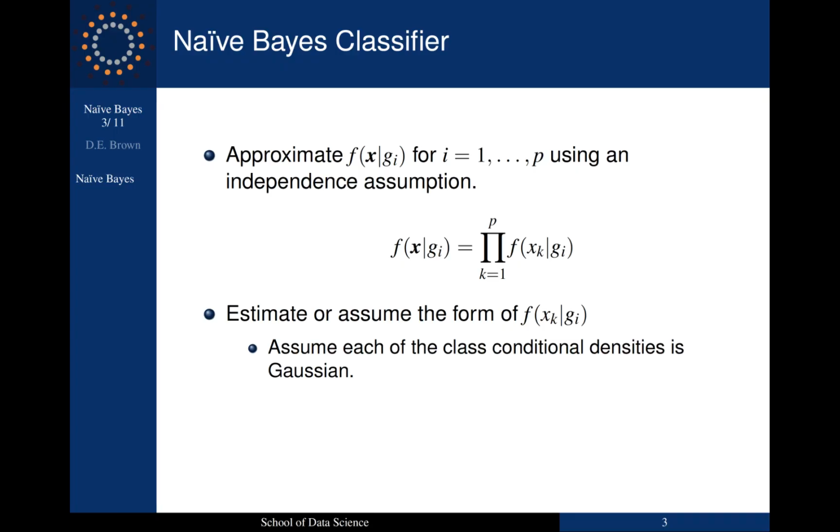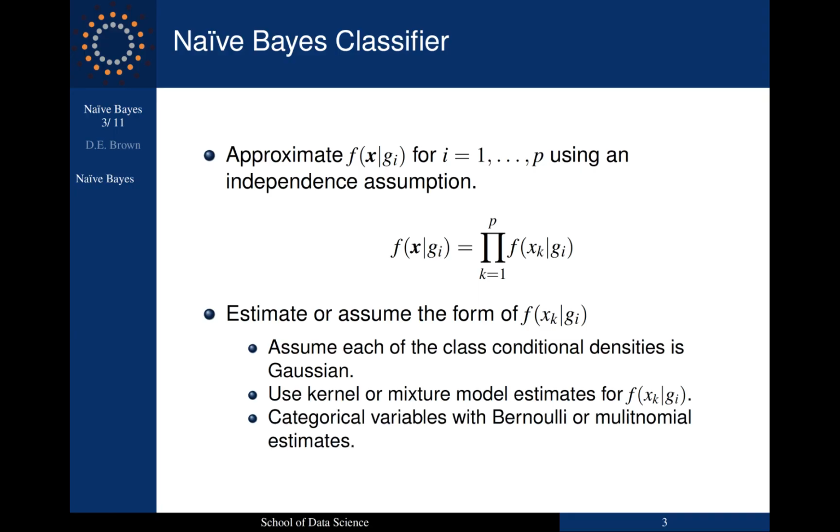One way to do the estimation is just to assume each of the class conditional densities is Gaussian. That's a simple way to do it. We can also use a kernel approach, an estimation approach that you've seen in your statistics class, or a mixture model, which is something we'll talk about later in this class. You can also handle these categorical variables using Bernoulli or multinomial estimates, and you can mix them up.